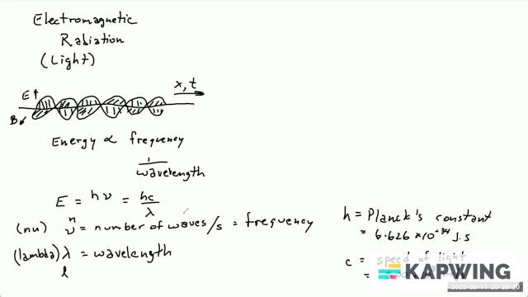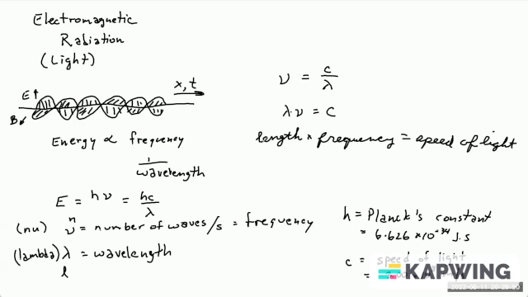We can also relate then the frequency and wavelength. We can say that frequency is equal to the speed of light divided by the wavelength, or maybe easier to see, wavelength times frequency equals the speed of light. Length times frequency equals the speed of light. And length is in meters, and frequency is in number of waves per second. So it's in reciprocal seconds, and so you end up with meters per second. Okay, so that's our relationship.